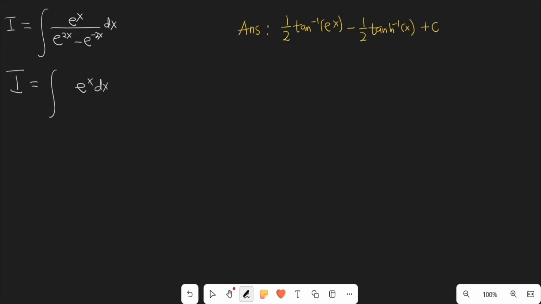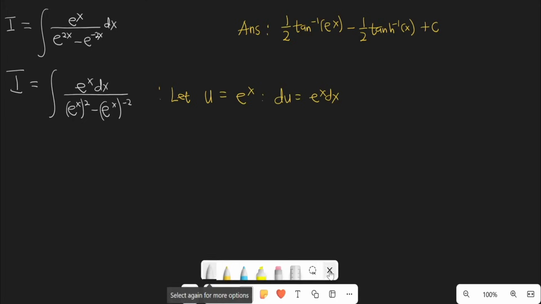dx. This is divided by e^(2x), which is (e^x) squared, minus e^x raised to the power negative 2. Now after doing this, I'm going to do a substitution. I'm going to let u be equal to e^x. When I do this, du is going to be equal to e^x dx.